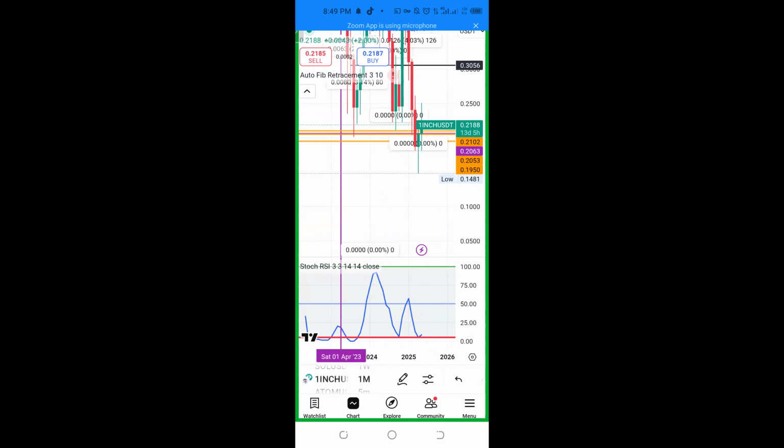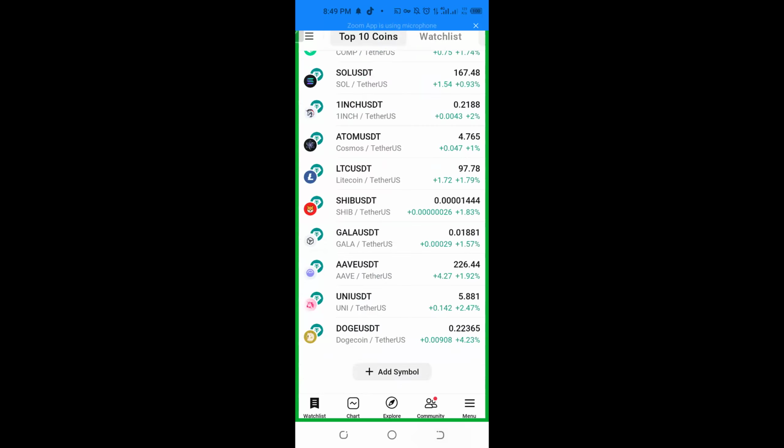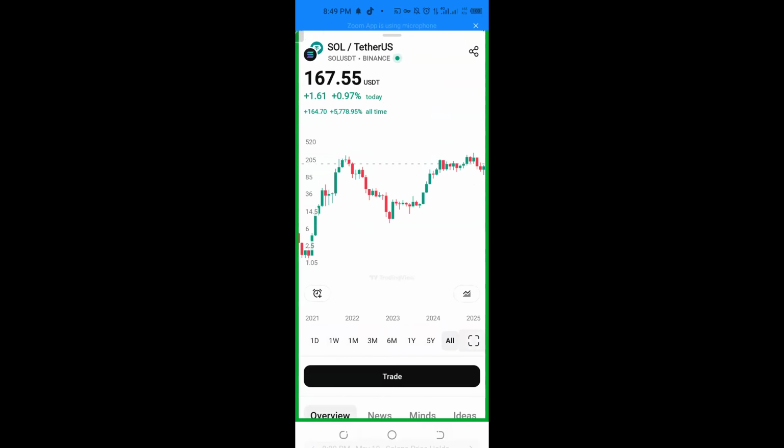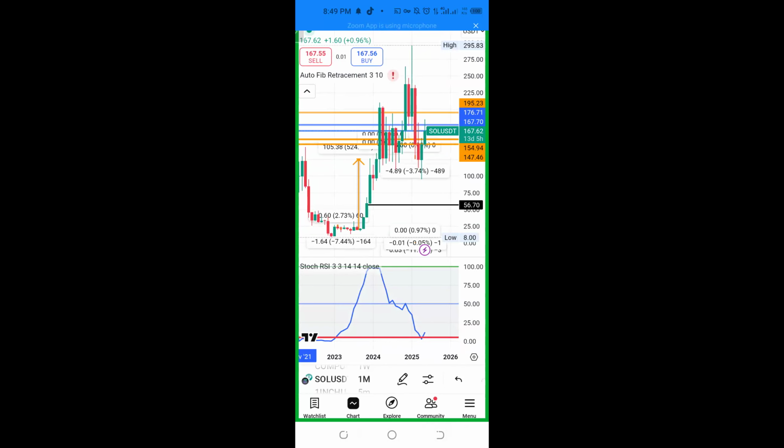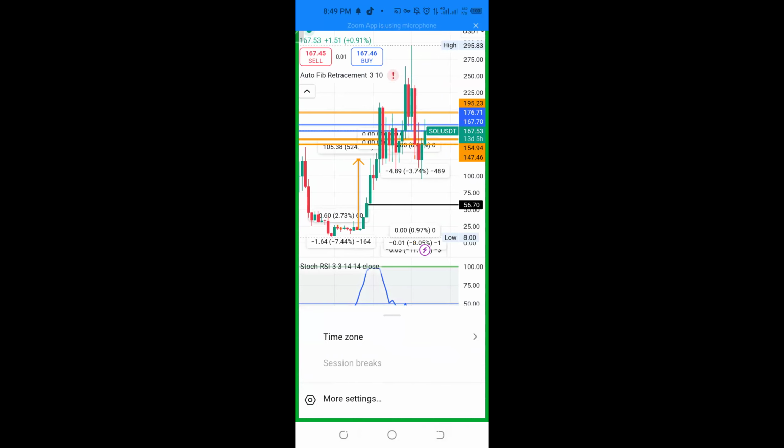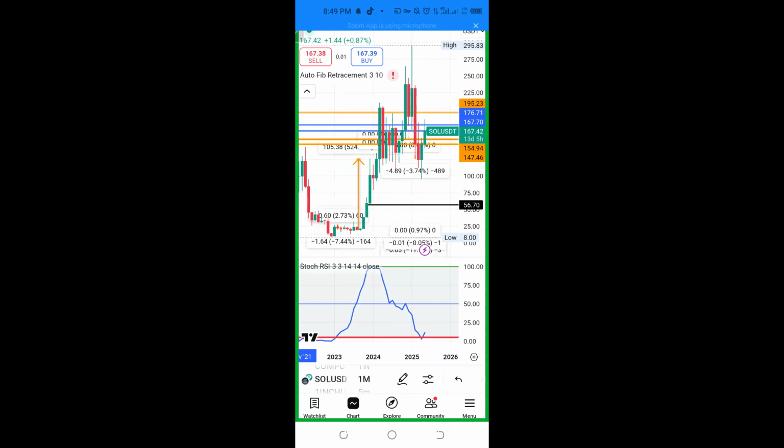So what's happening now? If you are using a laptop, if you right click on it, it will show. Just right click there, or you touch it and it will show. You will see the time zone. This is what we have been talking about.